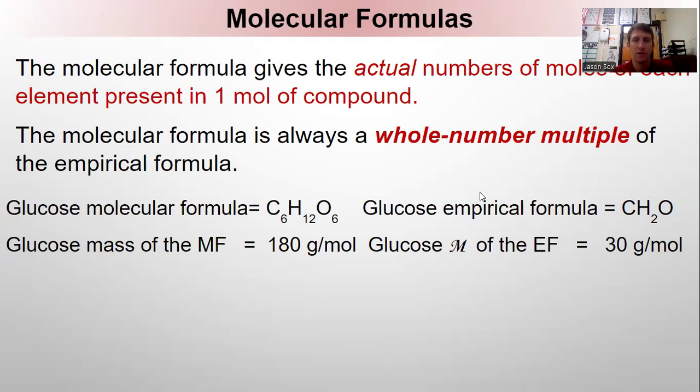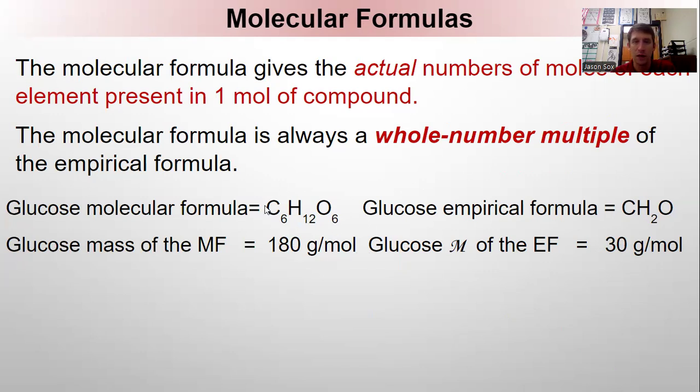The trick to go from the empirical to the molecular formula is seeing that the same ratio applies to the molar mass of the compound. Now, this 30 came from adding up the mass of 1 carbon, 2 hydrogens, and 1 oxygen: 12 plus 2.02 plus 16 equals 30. The molar mass of the 6 carbons, 12 hydrogens, and 6 oxygens is 180.